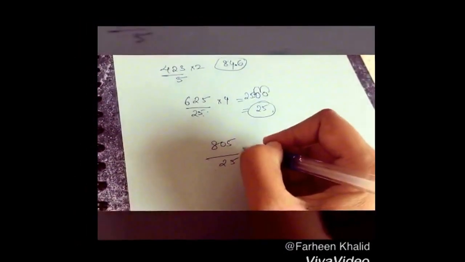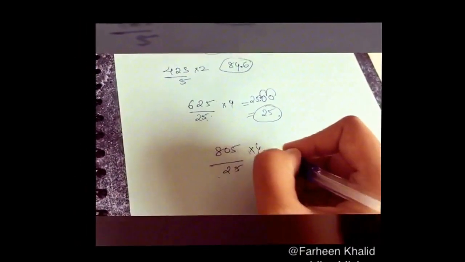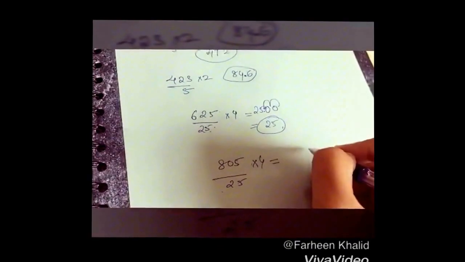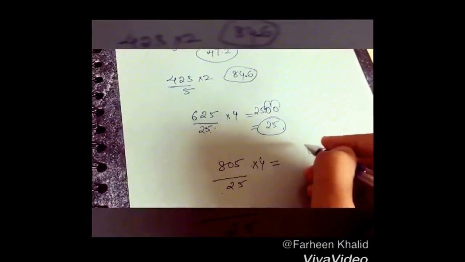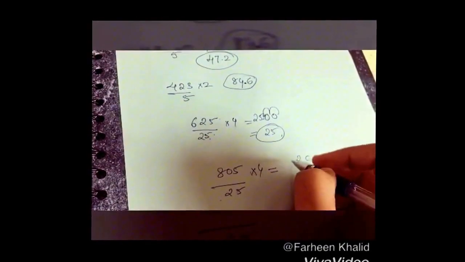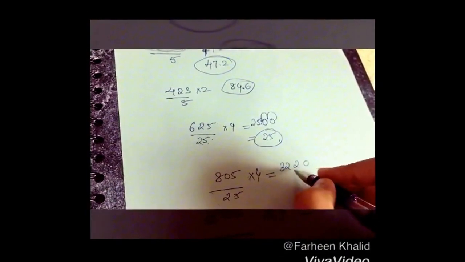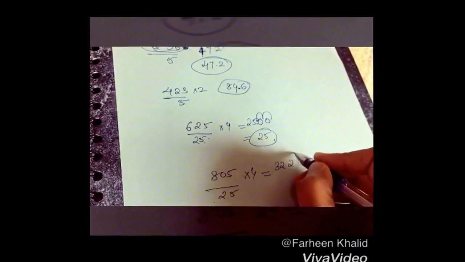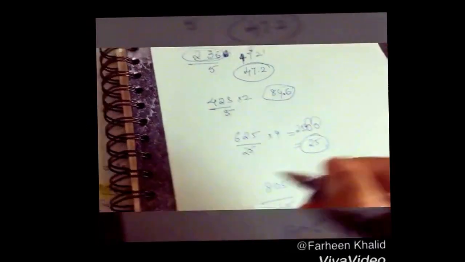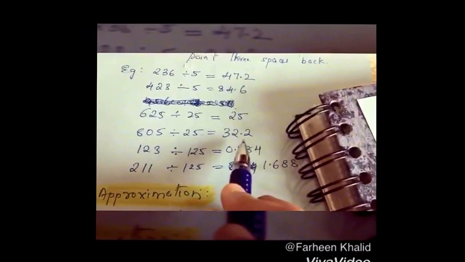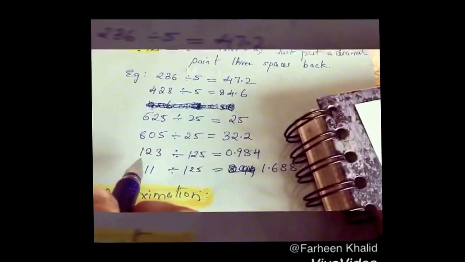So again, we do not have to do any division here. We have to just multiply by 4, which makes it 4 times 5 is 20, and 2 and 32. Okay, so we have 3220 here. We just put the decimal point 2 spaces back, so our answer is 32.2. Here it is. Now let's do the final one.